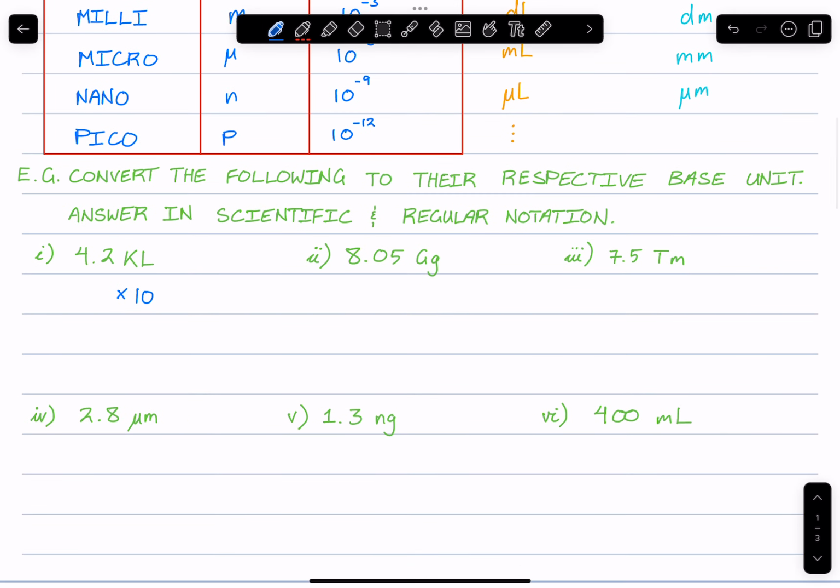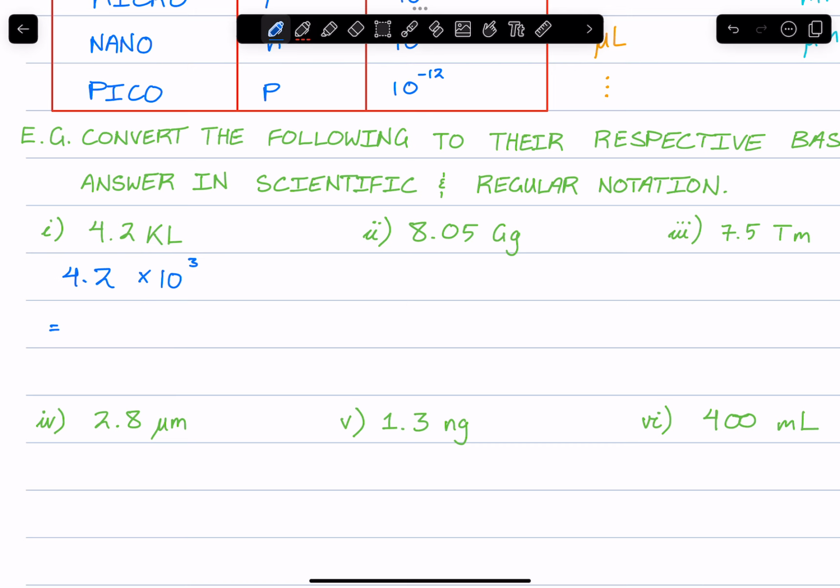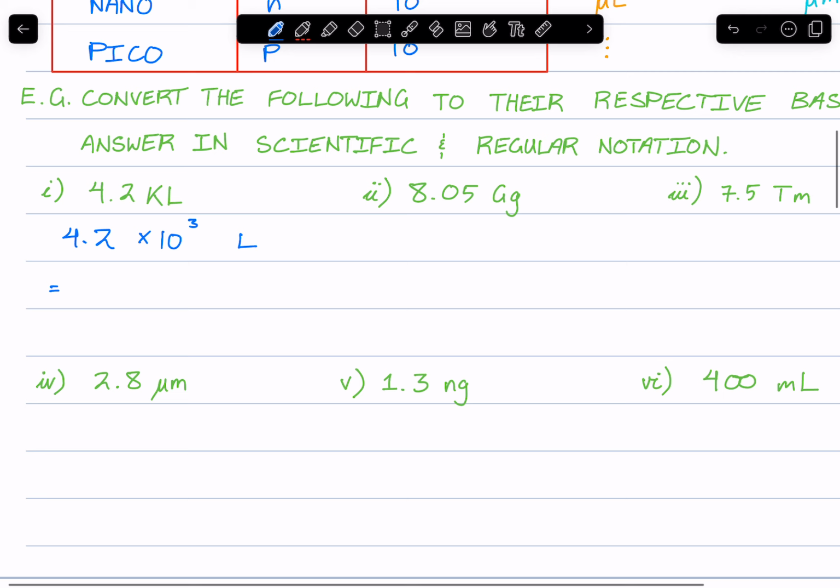So this question becomes 4.2 times 10 to the power of 3. This is the value in liters in scientific notation. Writing this in regular notation, we simply move the decimal 3 spaces across because it's 3. So 1, 2, 3, 4,200 liters. And there is our answer. As you can see, it's actually very straightforward. All you need to do is be familiar with these prefixes.